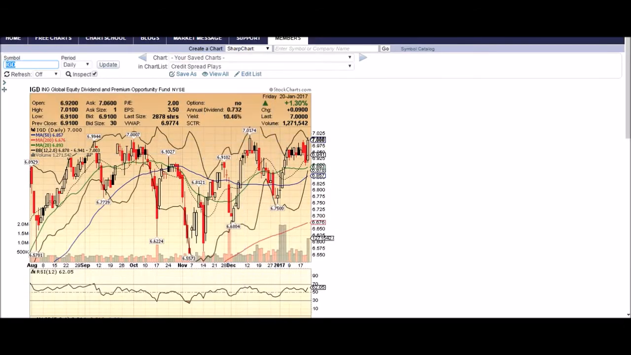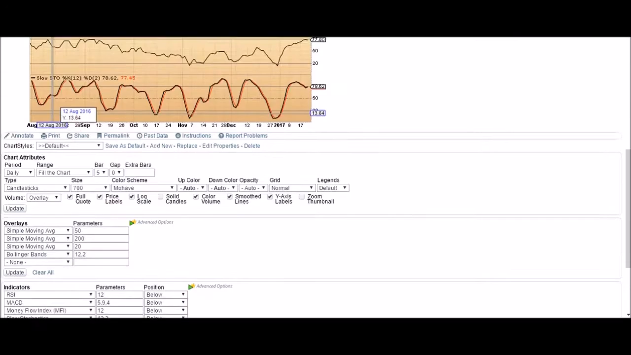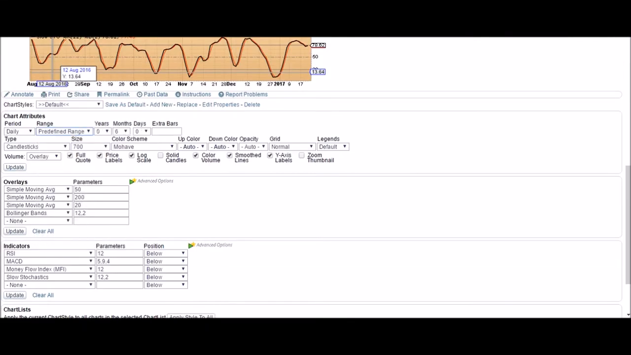Let's look at IGD real quick. With IGD, I'm going to pull this one back. I'm going to do it so we can see a little better. I'm going to go to 8 months.